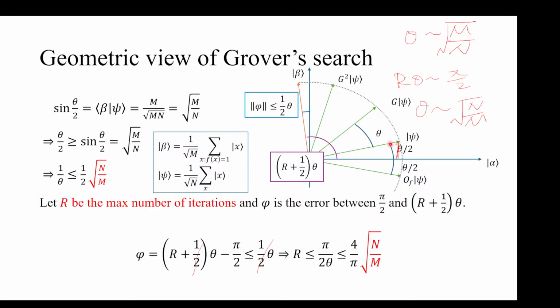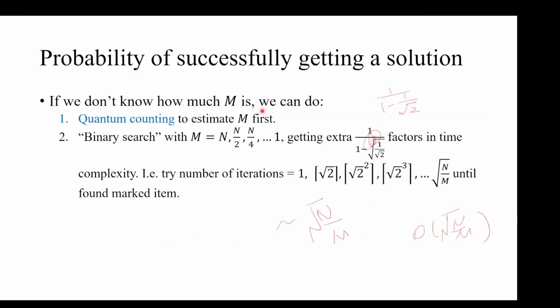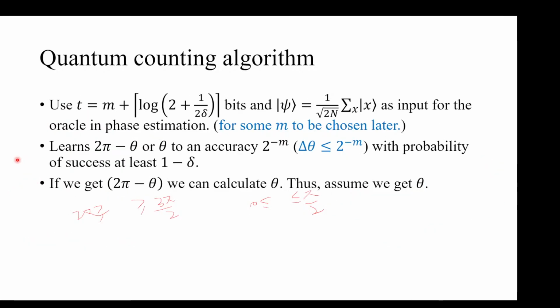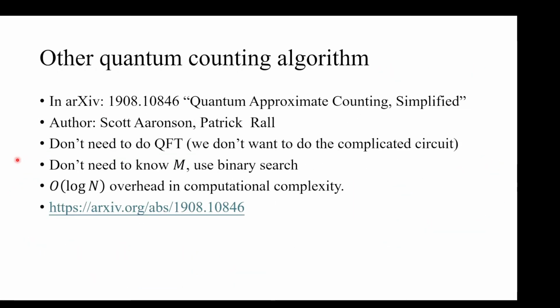If you pick the number of rotations carefully, then you can do quantum approximate counting with the complexity we want, and without knowing m in advance. That's very nice. If you want to learn how it works, you can read this paper. It has a little bit of overhead in the time complexity. So that's quantum counting.